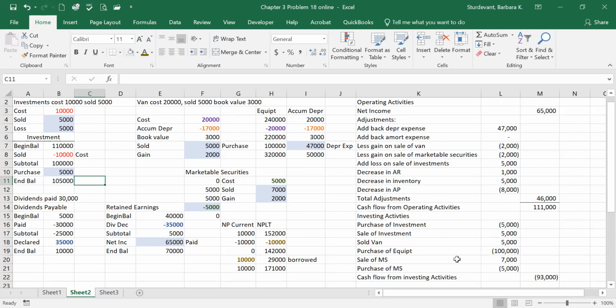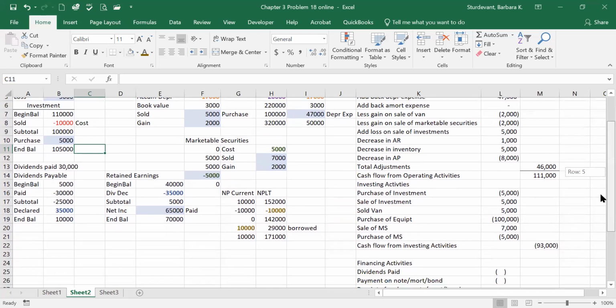Marketable securities. We had a sale, told us we sold it for 7. That's our 7, cash received. Got a gain here, subtraction, gives us our $5,000 cost. Purchase, again, was the 5,000. Purchase is a decrease, sale is an increase. Questions?